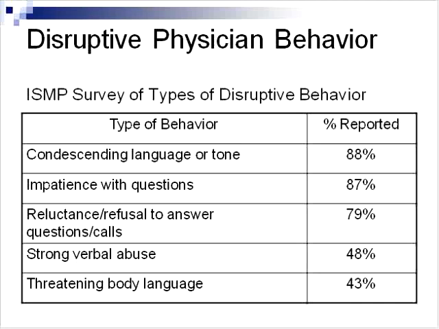Next is reluctance or refusal to answer questions or calls. The physician that you call 2 or 3 times never calls back or refuses to get on the phone if you call their office. After that happens multiple times, are we going to attempt again to call or just avoid that telephone call? Strong verbal abuse, again getting to the verbal affronts that we have, and then threatening body language. So it doesn't even have to be verbal. It can just be some sort of threatening body language that will be intimidating and impede that person's ability to perform.